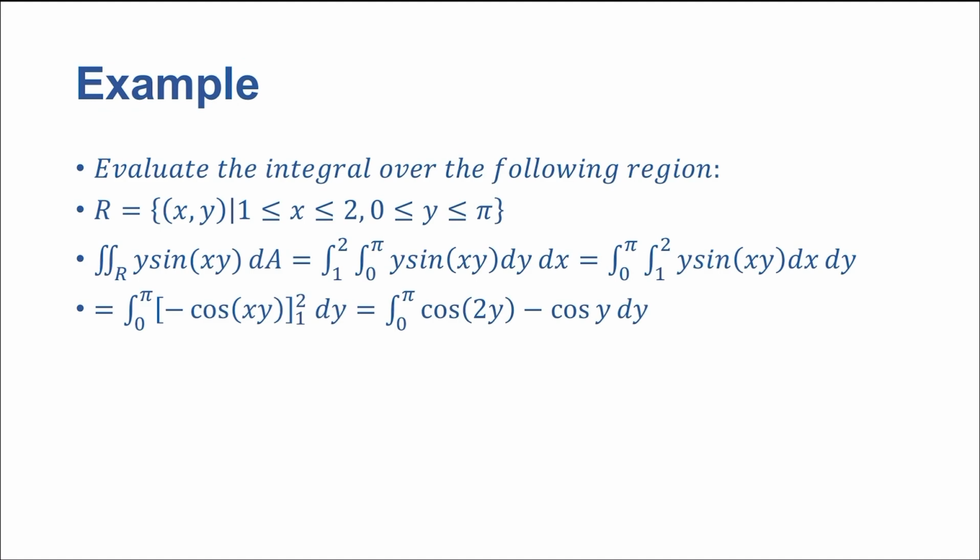So if we try that, we integrate between 0 and pi, then between 1 and 2 of y sine of xy dx dy. We get the integral between 0 and pi of the negative cosine of xy integrated between 1 and 2, with respect to y. We perform the fundamental theorem of calculus. We get the integral between 0 and pi of cosine of y minus cosine of 2y with respect to y, which is equal to negative 1/2 sine 2y plus sine of y evaluated between 0 and pi, which is equal to 0. Now you evaluate the other integral and you get the same thing. That's basically Fubini's theorem in action right there.